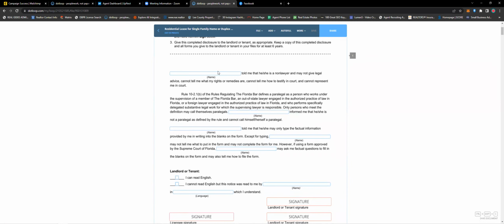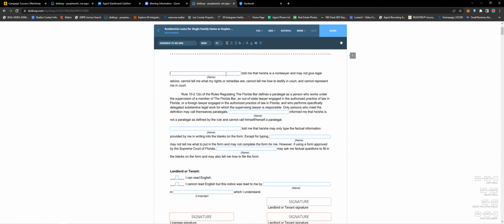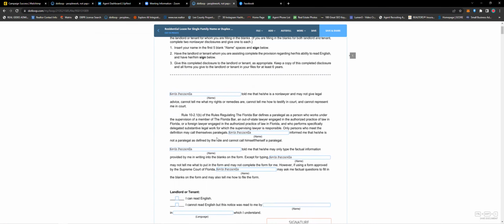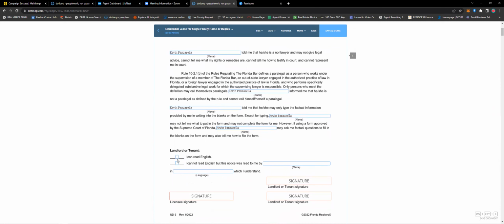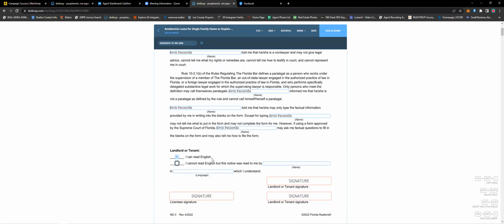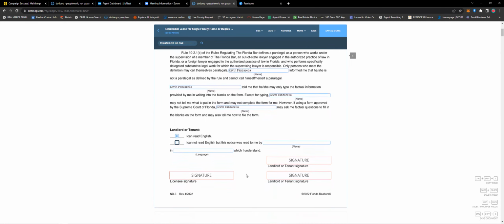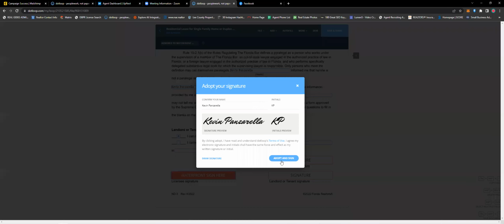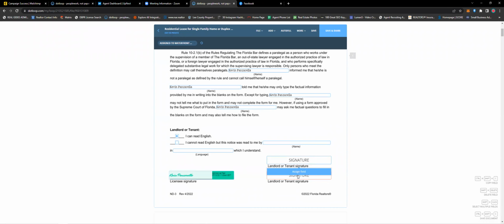So typically what you'll do is you'll fill in your name here and all the boxes that say your name. So I'm going to put Kevin Pandrella in every box that's out here. And of course, if you're reading this to somebody in English or Spanish, you can check either one. And then you would simply sign here. And the landlord or tenant would sign one of these two boxes.